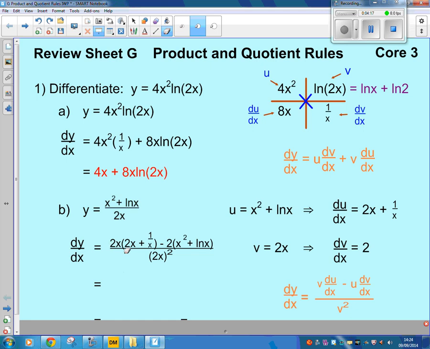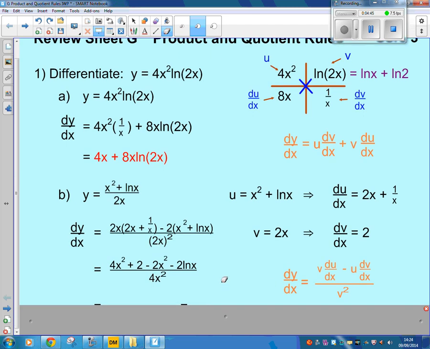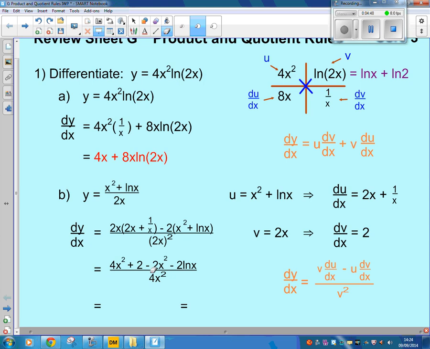And now simplify. 2x times 2x is 4x squared. 2x times 1 over x is 2, because the x's cancel. Here, minus 2x squared, and notice it's minus 2 times each bit, so the next one is minus 2 ln x. Now, usually you don't bother expanding the denominator, but in this case it's a very easy one. 2x times itself becomes 4x squared. And then simplifying, 4x squared minus 2x squared is 2x squared. You add on 2, take away the 2 ln x. All I've done is combine these two together.